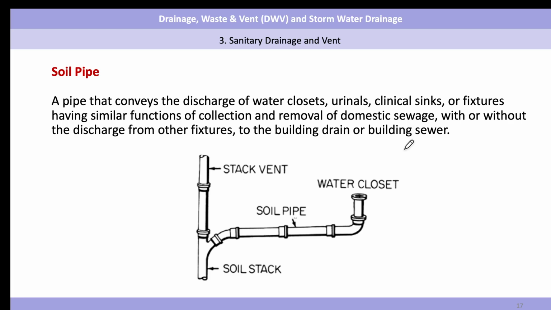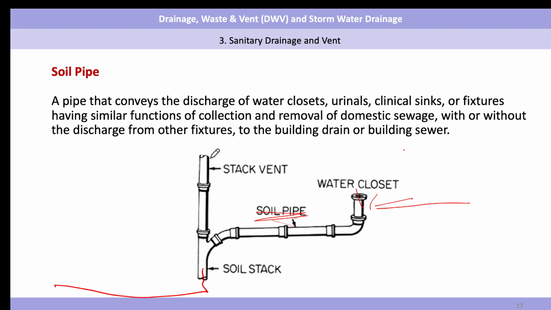And soil pipe. So you can see this one, soil pipe. What's that? A pipe that conveys the discharge of the water closet, urinal. So this one connects to the different plumbing fixtures. It has similar functions of collection and removal of domestic sewage, with or without discharge from other fixtures, to the building drain and building sewer. So the soil stack connects vertically to the drainage system, the sewer mains on the ground.